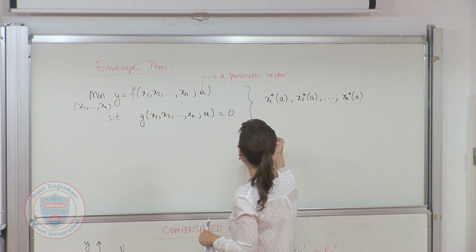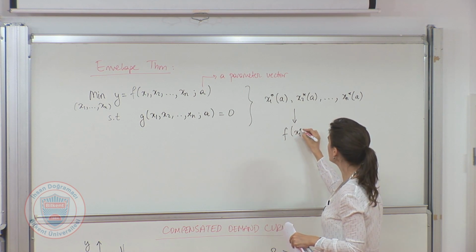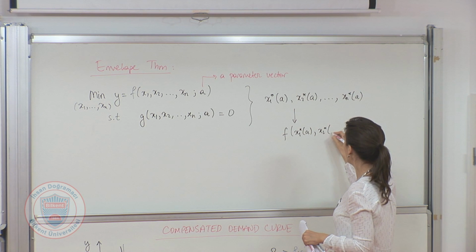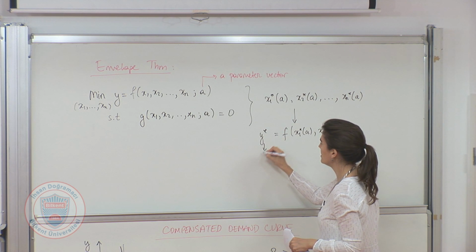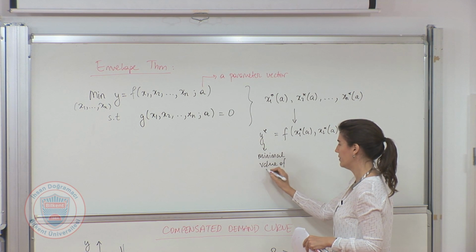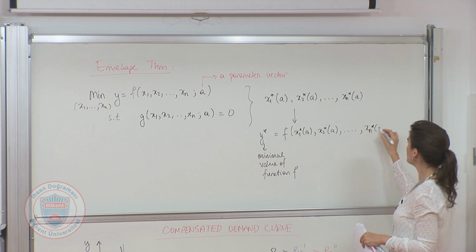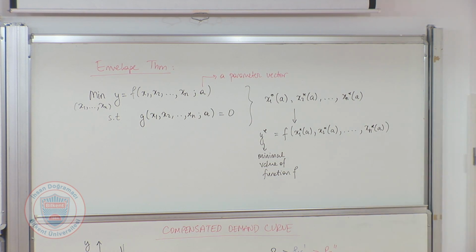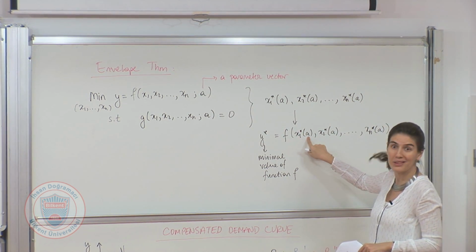If I want to get the value function, which we said is the minimal value of f, then remember, I plug them in. So this is going to be f of x1 star of a, x2 star of a, dot, dot, dot, xn star of a. Let's call this y star. So this is the minimal value of function f. The minimal value of this function, y star, is actually a function of the parameters.